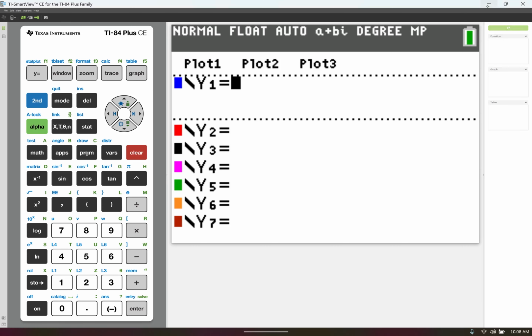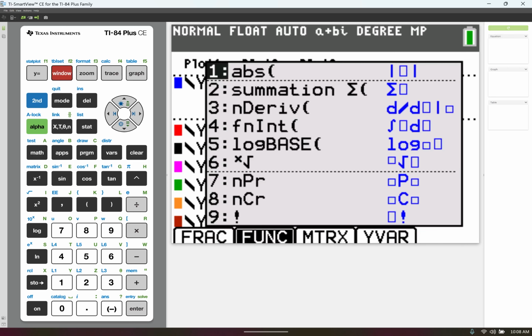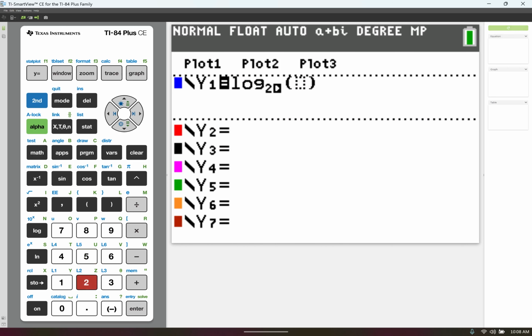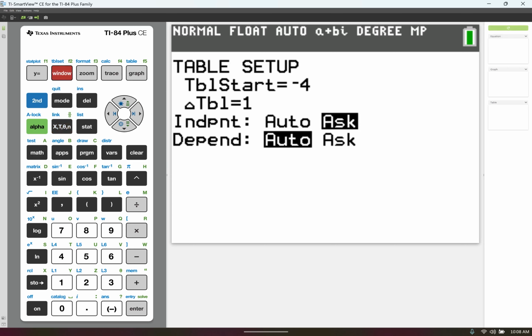Remember, to get a log with a base, you go alpha window and then choose number 5. So we have a base of 2 and then of x. I'm also going to go to my table setup menu, which is second window, and make sure that my table is counting by halves. So I'm going to put a 0.5 there, and have it automatically fill in that table for me.